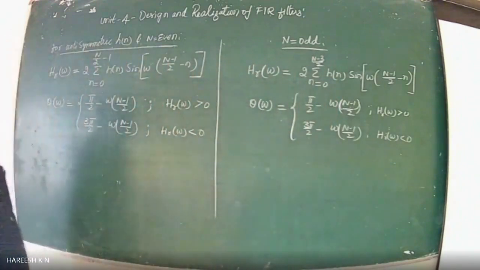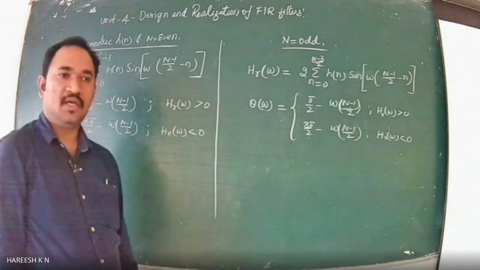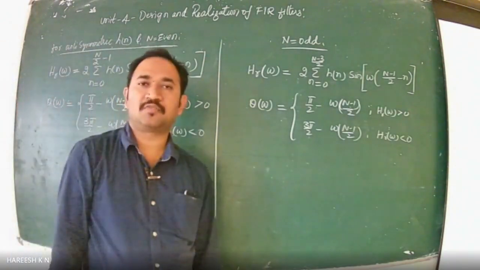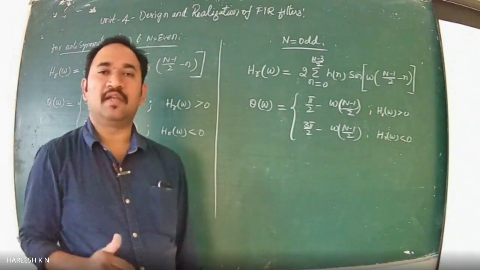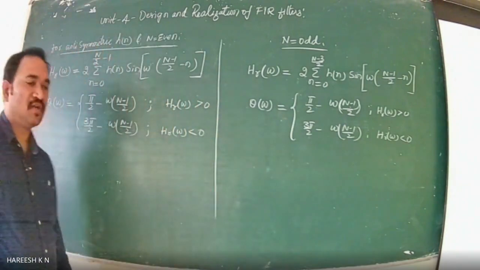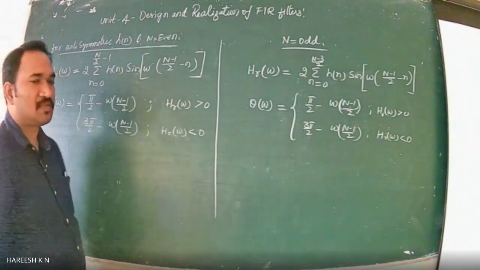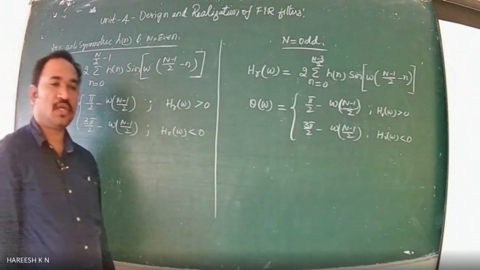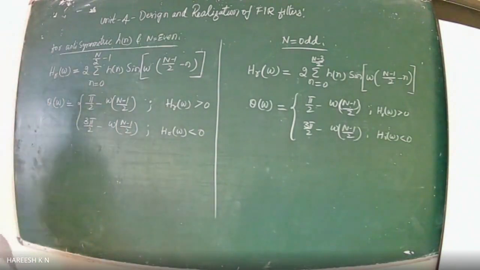Now these are the expressions with respect to HR of omega and theta of omega for four different types. Basically, two classifications: symmetric impulse response and antisymmetric impulse response. In symmetric, with respect to odd N and even N, and with respect to antisymmetric, even N and odd N, right? There will be four types of HR of omega and theta of omega correspondingly. Now we need to remember these expressions as simple expressions. Based on these only we are able to design a FIR filter. Okay, now the design concepts.